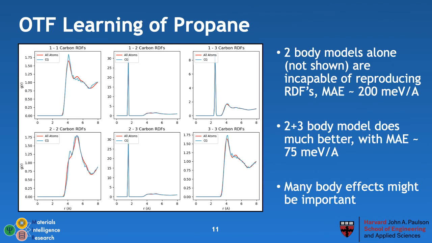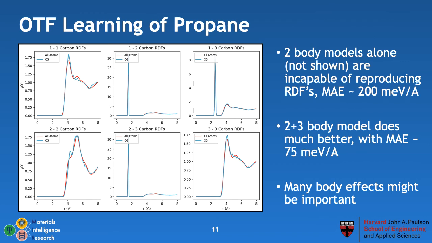Finally, we can examine the performance of our on-the-fly routine for coarse-grained propane. Here, the 1, 2, and 3 labels are understood as the first, second, and third carbon sites along the propane chain. Perhaps unsurprisingly, as indicated by the noise plot we saw earlier, a two-body model is completely incapable of capturing the correct physics of the all-atom system, with extremely large mean absolute errors around 200 MeV per angstrom. For clarity of the plots, we haven't shown these radial distribution functions here.